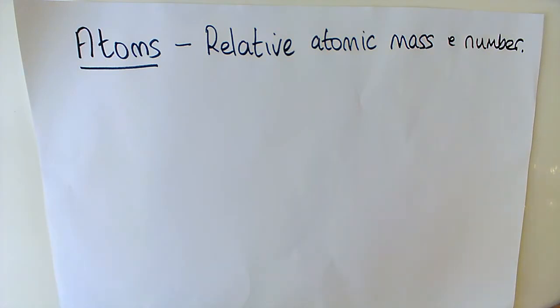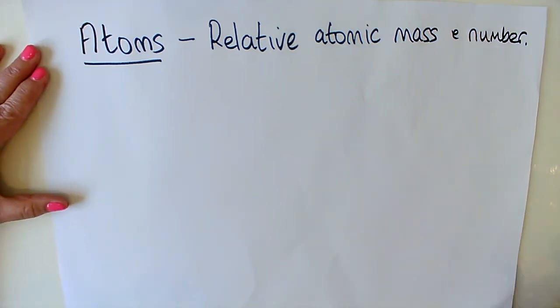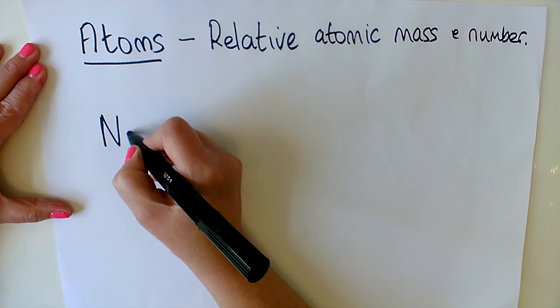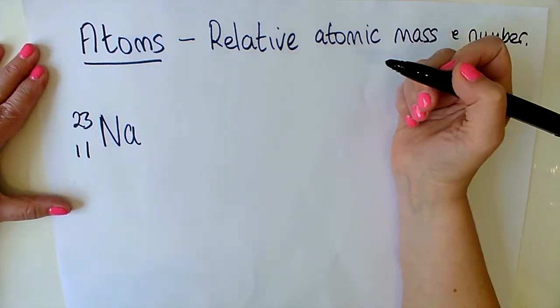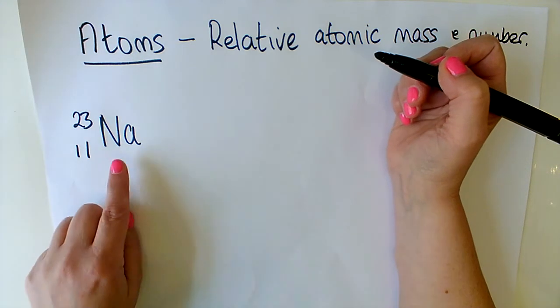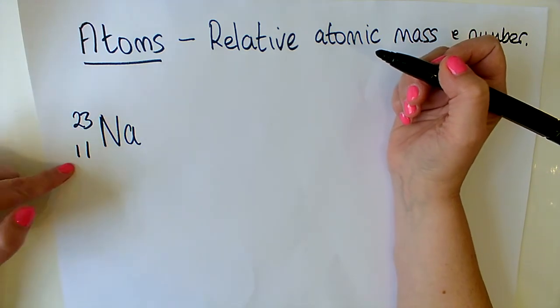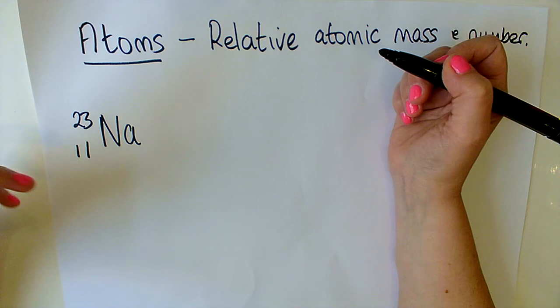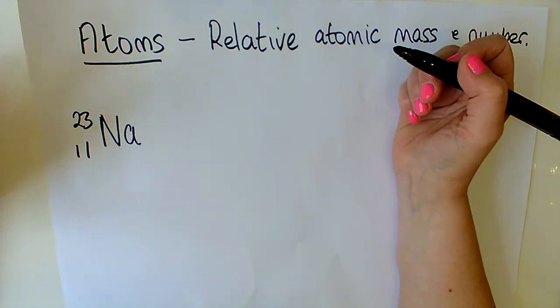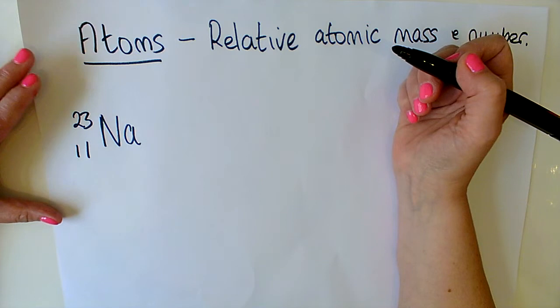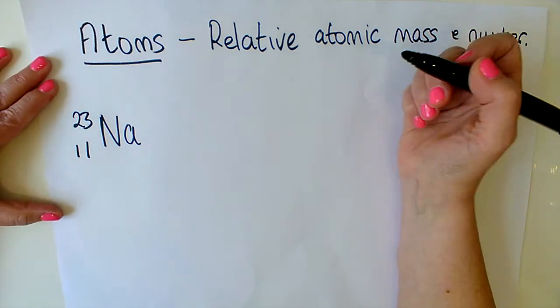Hi, we're going to have a quick video on atoms, relative atomic mass and number. I'm going to use sodium as an example. When you look at a periodic table, you will see sodium's symbol and it will have two numbers. What do these numbers actually relate to? Well, we need to look at atomic structure first. What are atoms made up of?